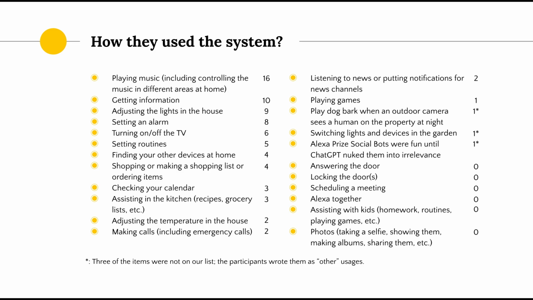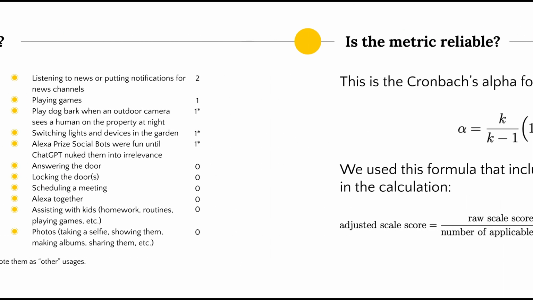How did they use the system? We listed some possible usages of the system for the participants to see how they are deploying the system. Among the participants, the most common use of Amazon Echo was for listening to music, with 16 of them indicating this as their primary usage. On the other hand, only 1 person reported using Alexa for playing games, and none of the participants utilized features such as locking the door or taking pictures.